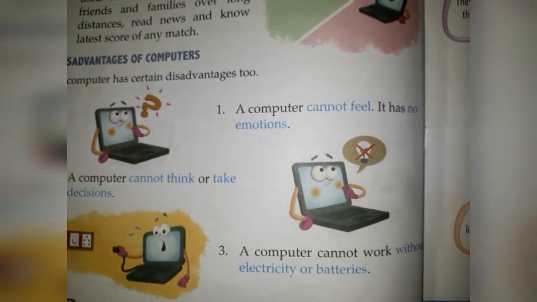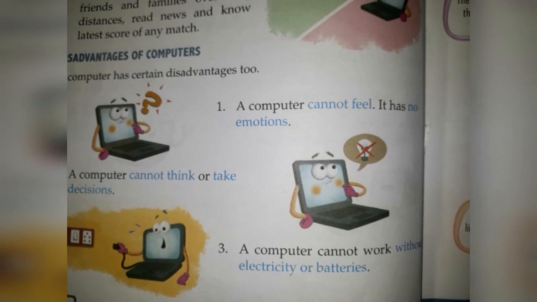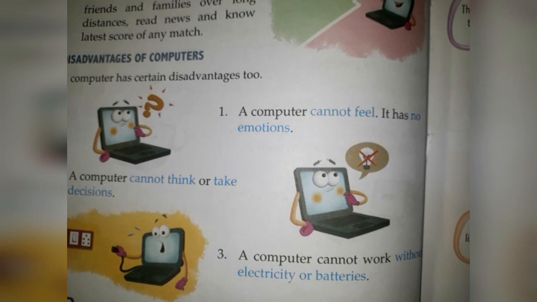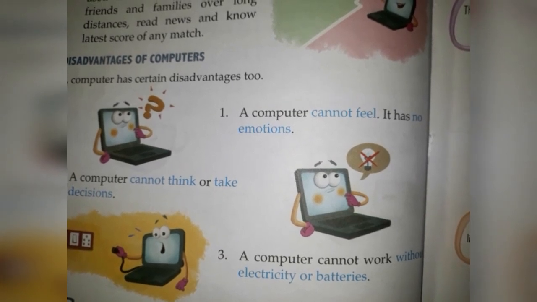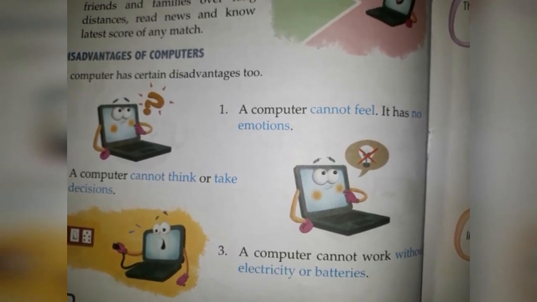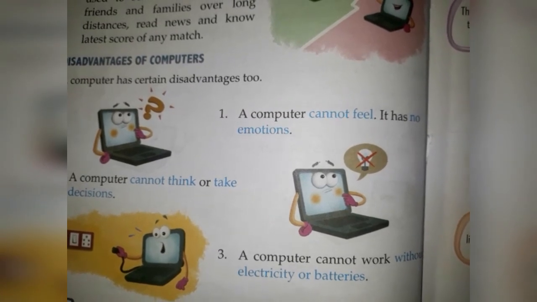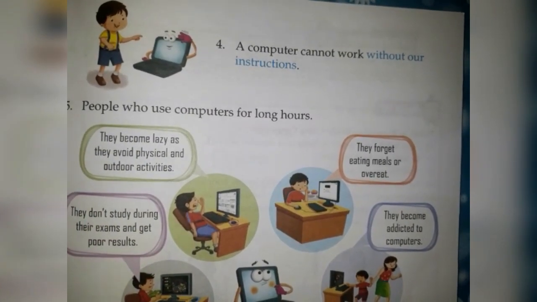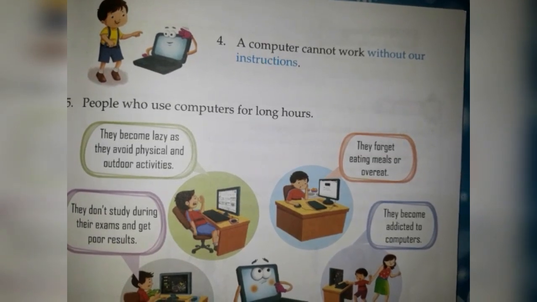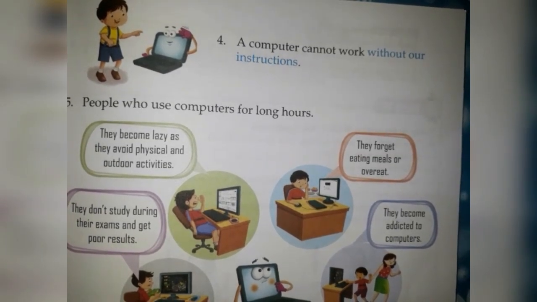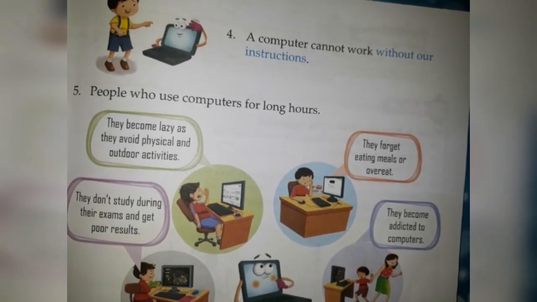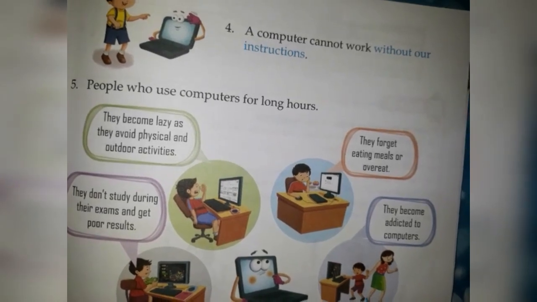Third is computer cannot work without electricity or batteries. Yes, computer cannot work without batteries or without electricity. We all see in our labs that the computer doesn't work when we don't have electricity in the lab. So computer cannot work without electricity or batteries. Fourth disadvantage that we have with our computer is a computer cannot work without our instructions. Yes, whenever we give instructions to the computer, then only a computer can work. It's a machine, it cannot work on its own.